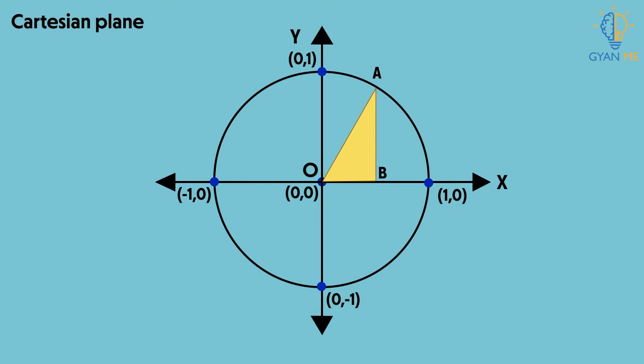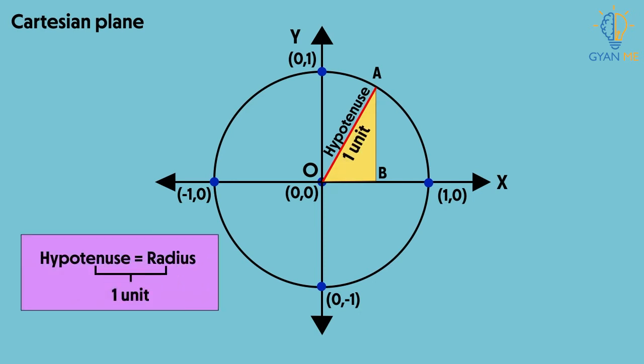Now let us make one triangle like this in this circle, which is right angled at B. So the triangle is ABO. Here, this hypotenuse is nothing but the radius of this circle, as you can clearly see. So its length will be 1 unit, isn't it? Yes. So this angle is the reference angle for us. So let's write it as theta.